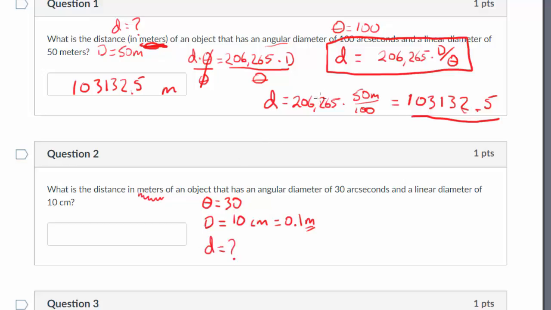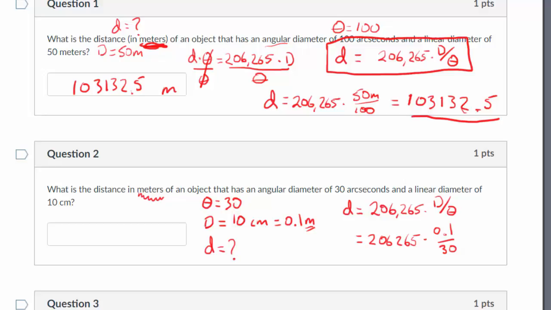Well, this is the same situation where I'm given angle and diameter and I have to find the distance. So I can use this equation from question 1. Same equation. I don't have to do any more algebra. I can just use that same equation: 206,265 times diameter over the angle. All right, and I'll plug in my values. 206,265 times 0.1 divided by 30.